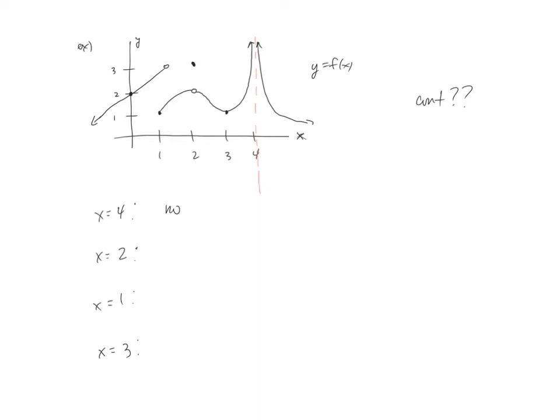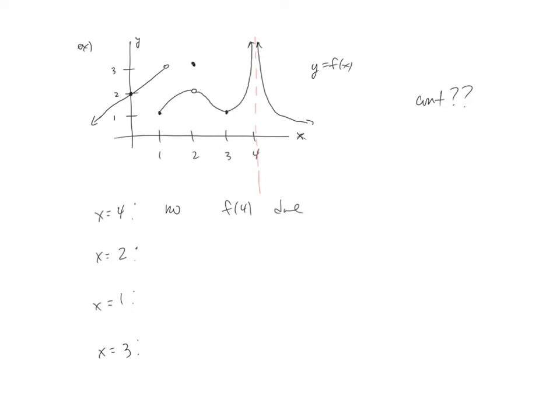Well, right off the bat, f of 4 does not exist. There's no point here at 4. This looks like an asymptote, so there's no point there. Therefore, the point does not exist, and it can't be continuous there. It's as simple as that.